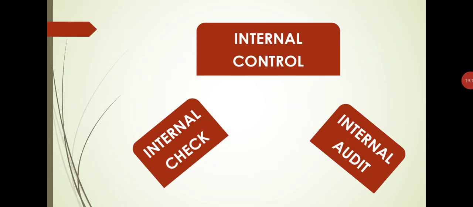As far as internal control is concerned, it is said that internal control is the main system of controls, and this system controls financial and other functions of the organization. The main purpose of internal control is to see that the business runs smoothly and profitability is achieved. So with the help of a proper internal check system and a proper internal audit system, the organization is able to create internal control in a proper manner.